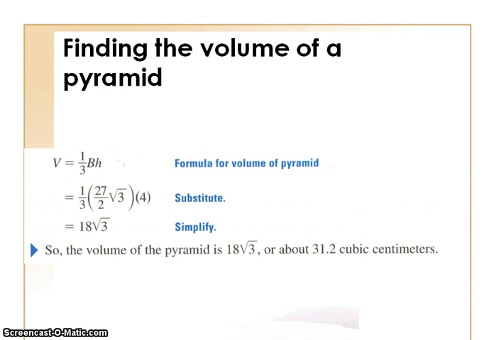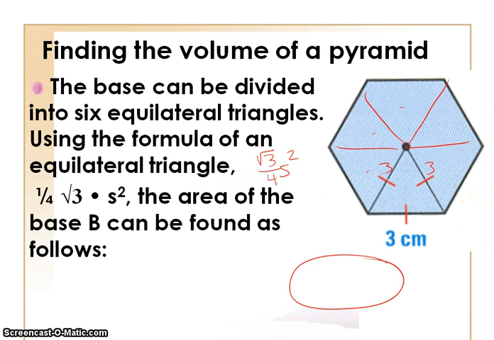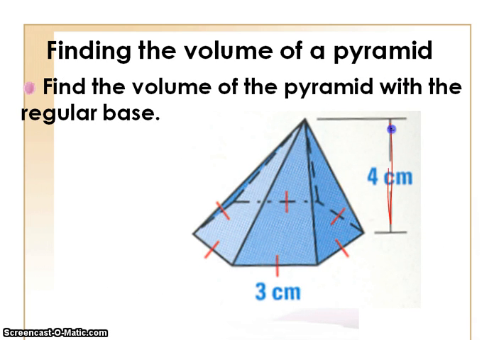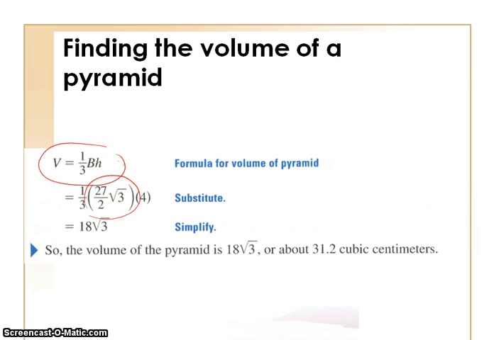All right, so then for the pyramid, once again, it's just 1/3 base times height. So we take 1/3. This is the number we just derived on the previous slide. If you'll recall, back here, the height is 4. So that's where we get that 4 from. Multiply it here, and we get 18 rad 3. So the volume of the pyramid is 18 rad 3 centimeters cubed, or approximately 31.2 cubic centimeters.